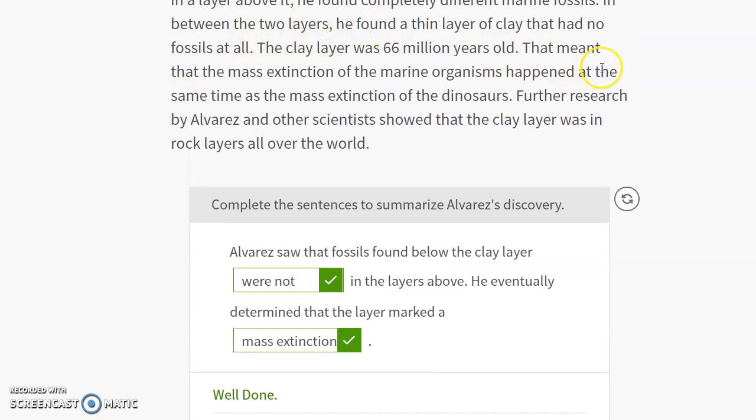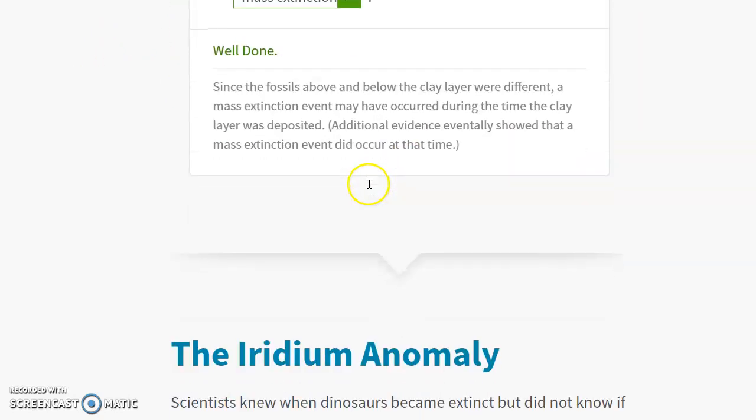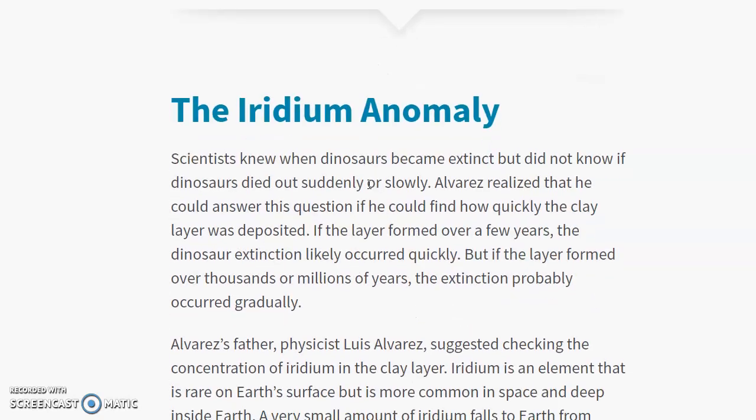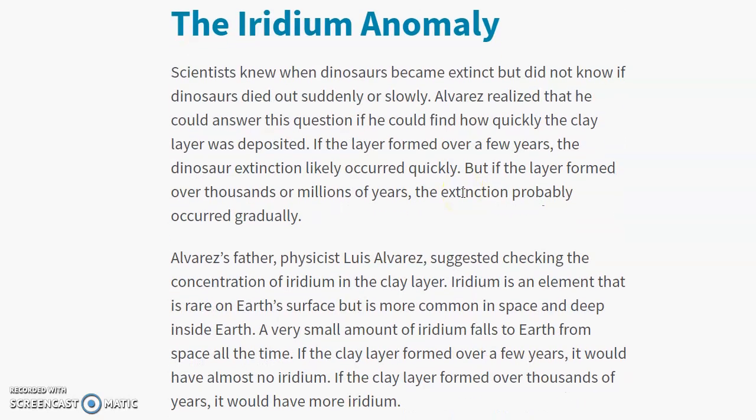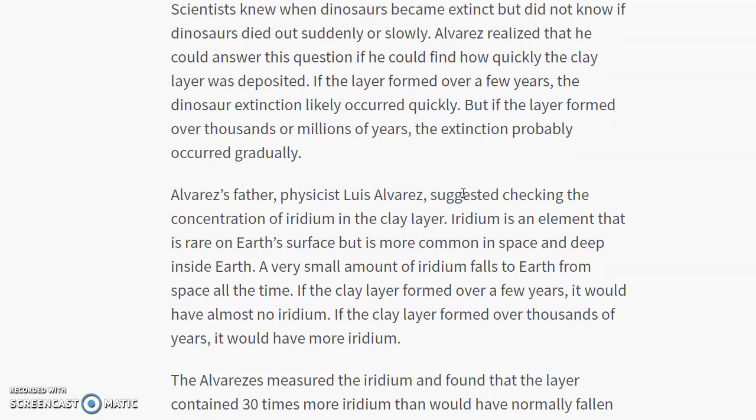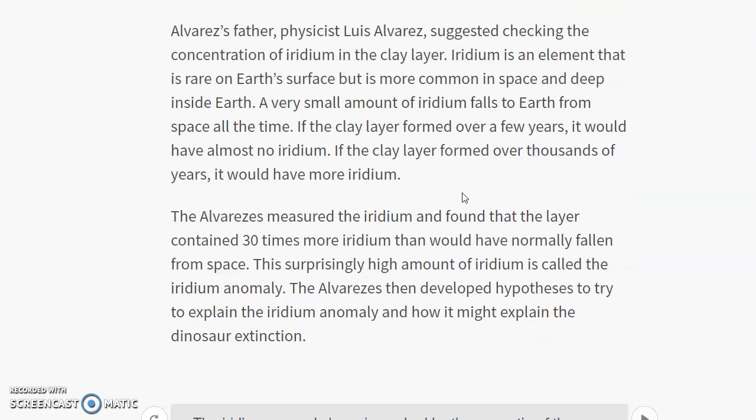If there's a thin layer of clay with no fossils at all, that's when the mass extinction occurs. The event happens, and then after that, that's where you have all the fossils. But during the extinction, it's not going to happen. Okay, scientists knew when dinosaurs became extinct, but didn't know if it was suddenly or over time, right? So then you have to figure that out with the clay layer, because the clay layer they figured out was where the mass extinction was.